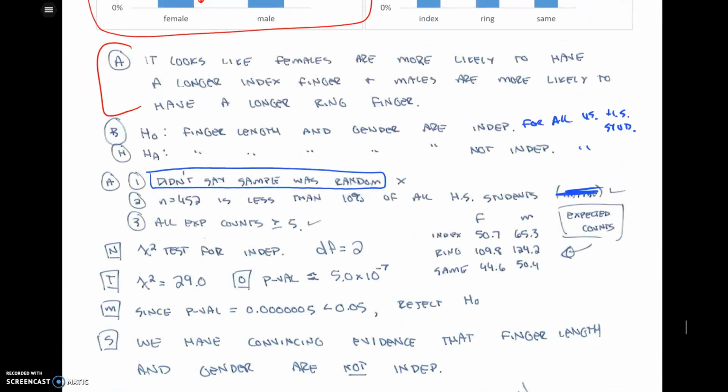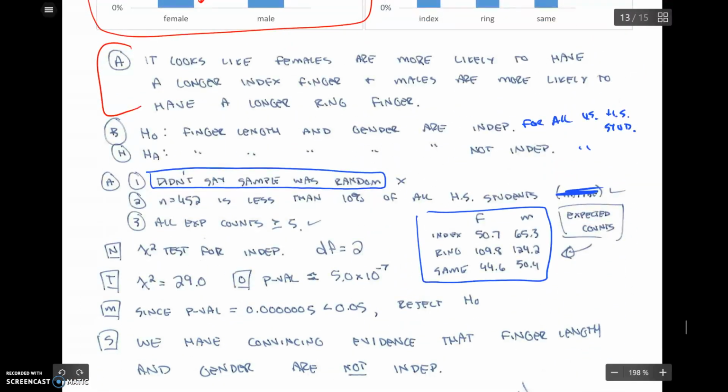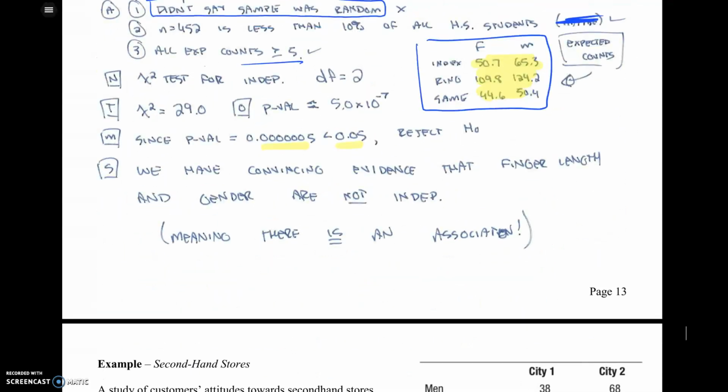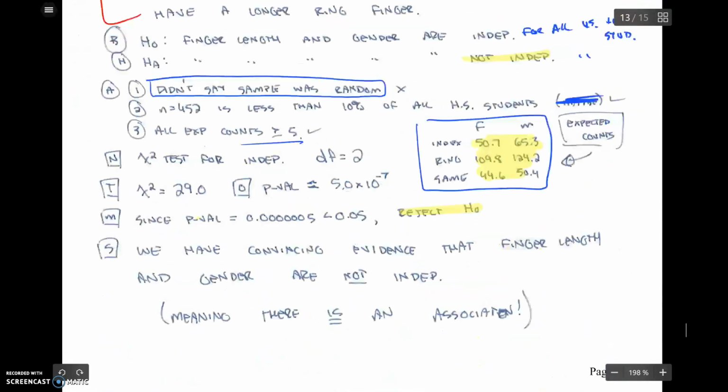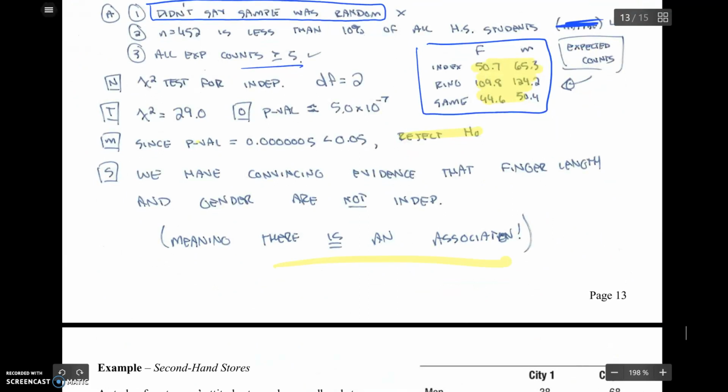And we have to put it somewhere on our paper. In this case, I decided to put it right here in this little two-way table. Expected counts are all bigger than 5. Again, you have to have them on your paper somewhere. Test name: chi-squared test for independence. 2 degrees of freedom. I just wrote down the test statistic and p-value. The p-value is small relative to alpha. You have to explicitly compare it to alpha. Reject the null. We have convincing evidence that finger length and gender are not independent. In other words, there is an association.